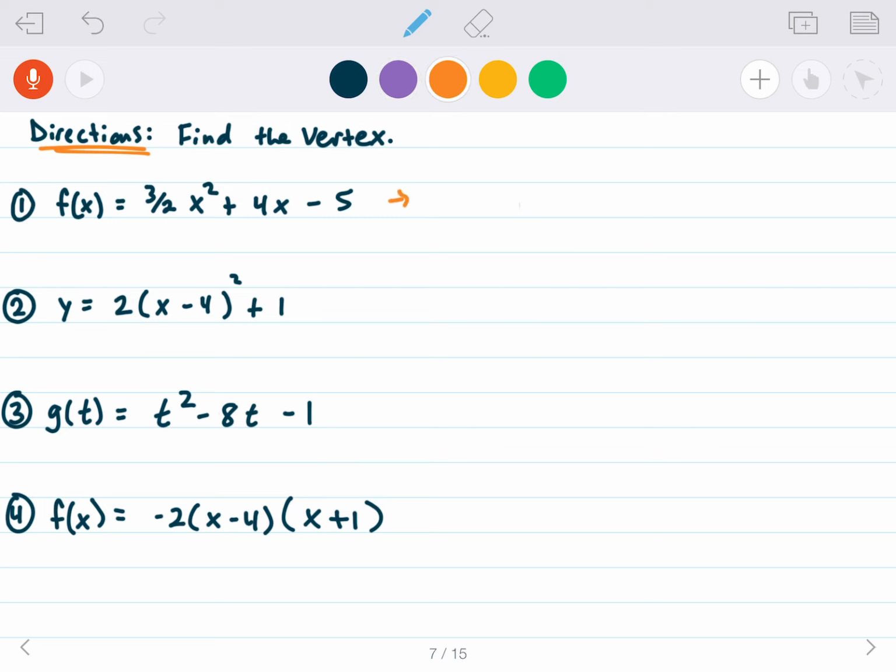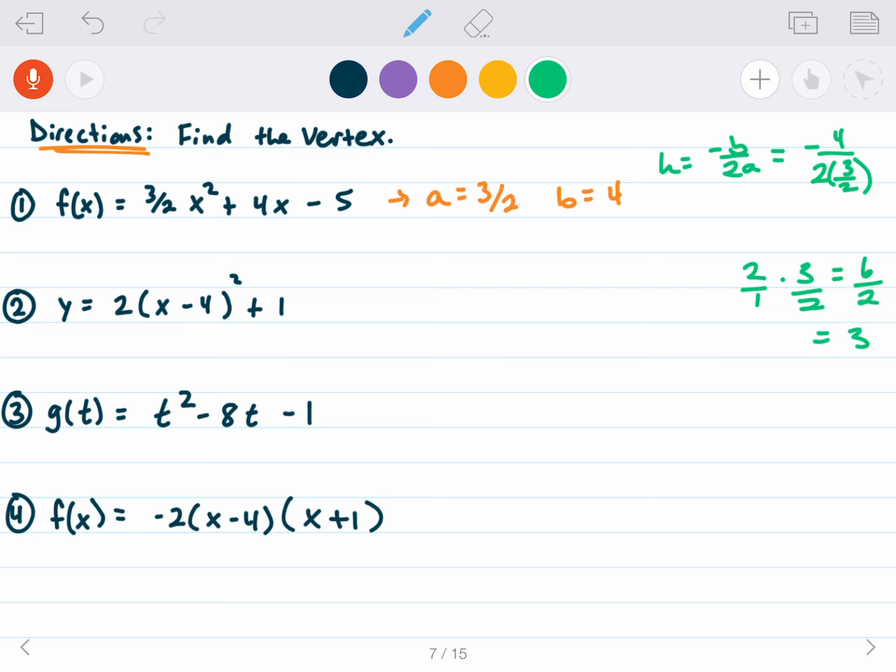So here, a is equal to 3 over 2 because it's attached to x squared, and b is equal to 4 because it's attached to x. If we use our formula for h, h is negative b over 2a. Therefore, in our case, we have negative 4 over 2 times 3 over 2. Now, 2 over 1 times 3 over 2, if I multiply straight across, I get 6 over 2. 6 over 2 reduces to 3. So what I end up getting is negative 4 over 3 for h. So that's h.